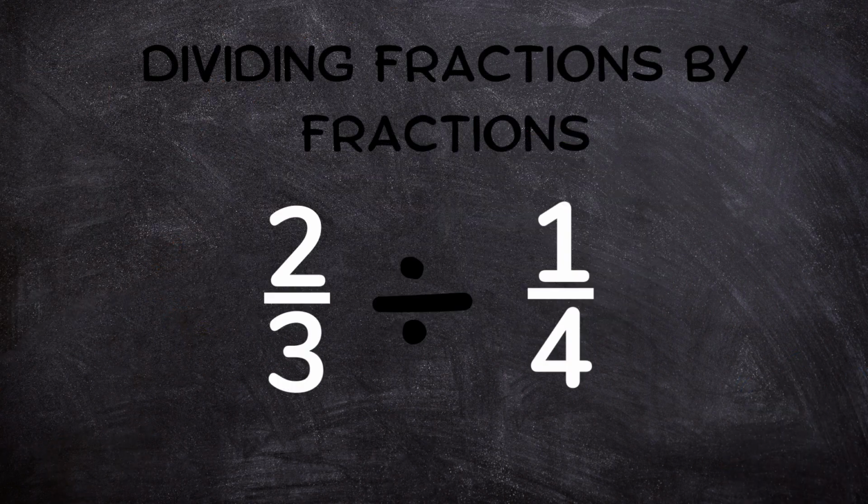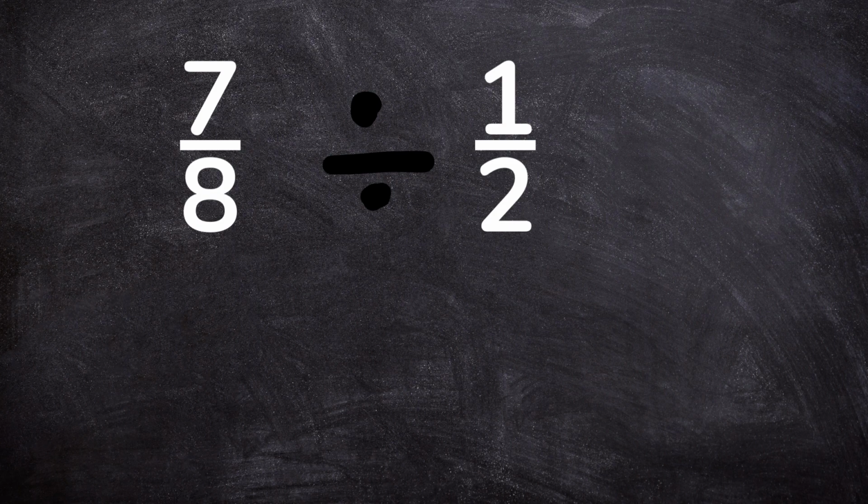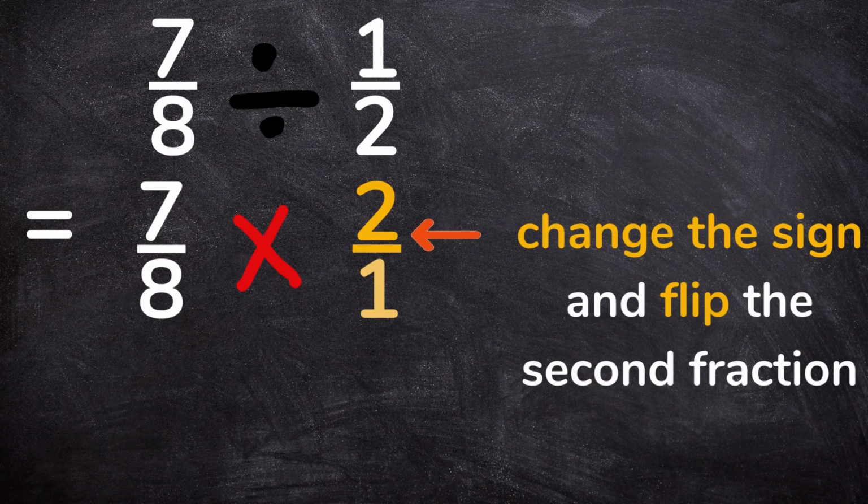In this video, we're going to talk about dividing fractions by fractions. When you're given a fraction to divide by another fraction, the first step you do is to change the division sign between the fractions and make it a multiplication. So let's say we have 7/8 divided by 1/2. You will change the division sign and make it a multiplication sign. So we will end up with 7/8 times.